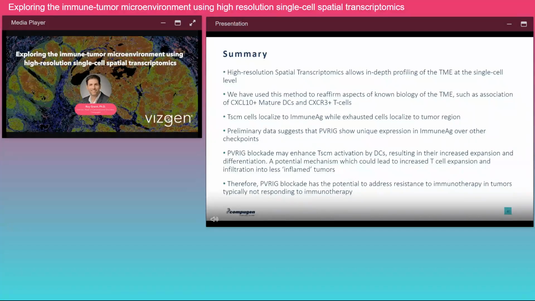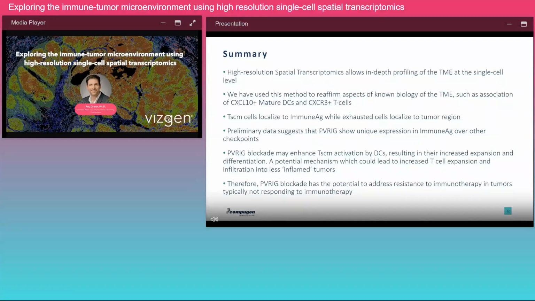Our preliminary data suggests that PVRIG shows unique expression in the immune aggregate region over other checkpoints. Hence, we believe that PVRIG blockade might enhance TSCM activation by the dendritic cells in the immune aggregate regions or otherwise in different regions, resulting in their increased expansion and differentiation. And this mechanism has really potential to lead to waves of expansion of T cells that can act against the tumor, also in less inflamed indications, as we saw where we don't have PDL1, but we do have PVRL2.